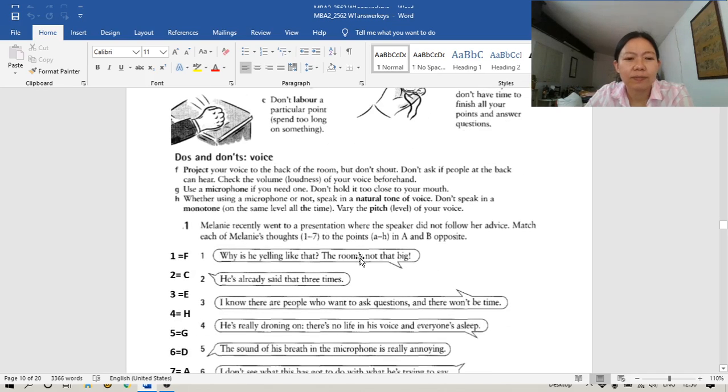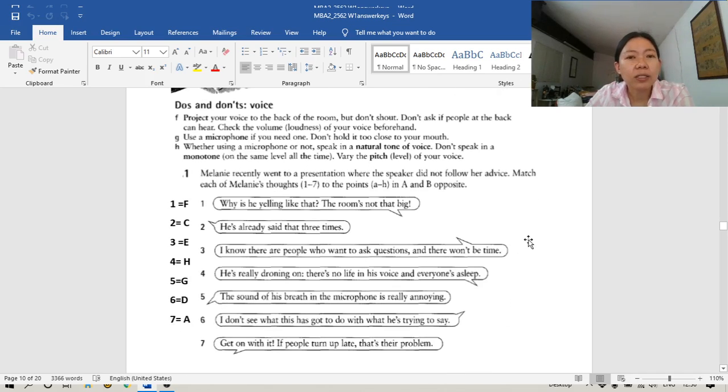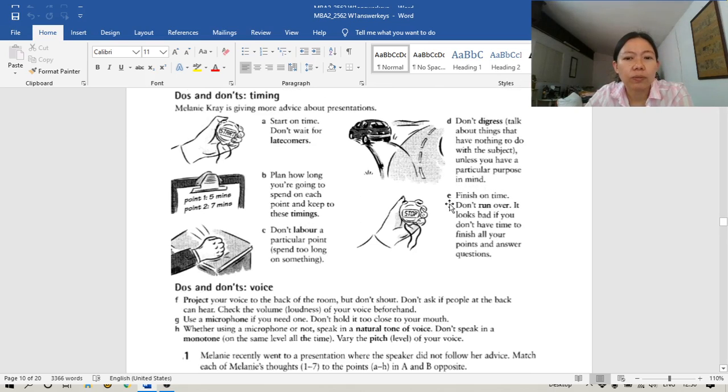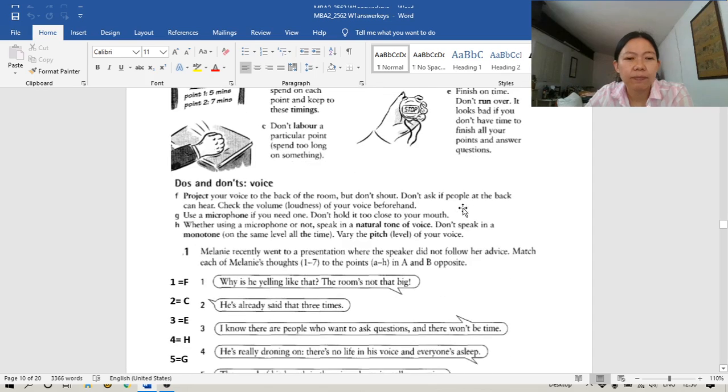Move on. Next, I know that there are people who want to ask questions and there won't be time. This person has a problem with time management because he cannot finish on time. So the answer is E.